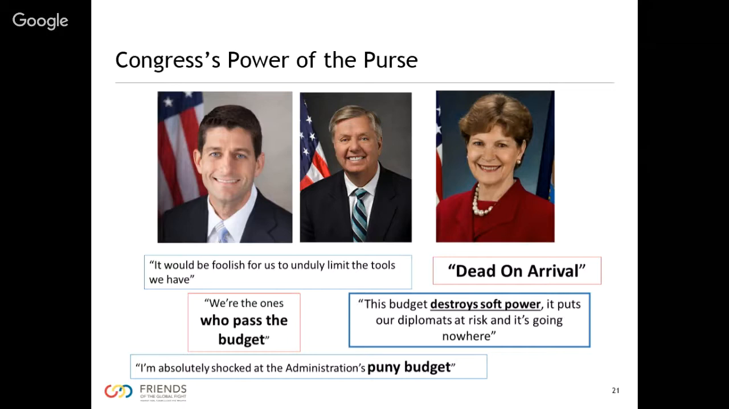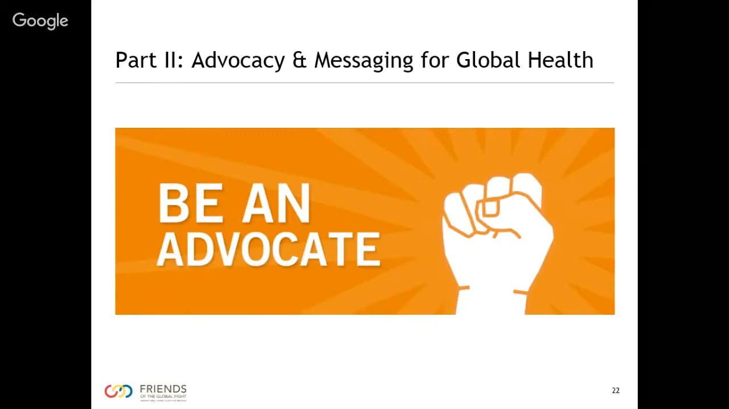So Congress's power of the purse cannot be understated. The good news is that Congress, both Democrats and Republicans, have had a very strong reaction against the president's budget and his proposed cuts, and we hope that that will continue with FY19. So this concludes the presentation on the appropriations process in global health financing, and we are going to move on to part 2, which is advocacy and messaging for global health.